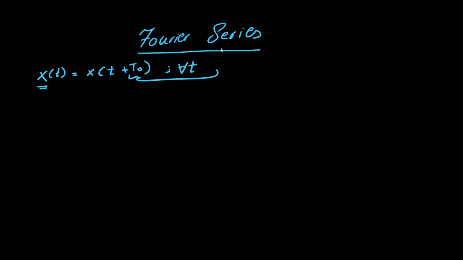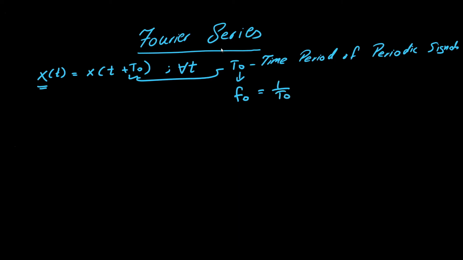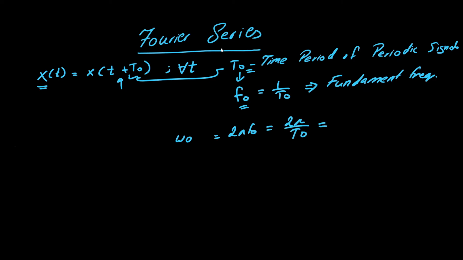So this is our time period of the periodic signal, and also from here we have f naught, which is equal to 1 over t naught, and this is our fundamental frequency. So we have a fundamental period and fundamental frequency that we can extract out from this signal. Also the fundamental angular frequency, that is omega naught. So this is equal to 2 pi f naught, or simply 2 pi by t naught. So this is our fundamental angular frequency.